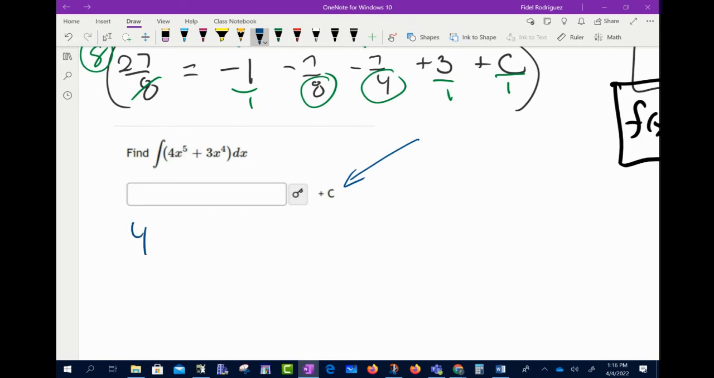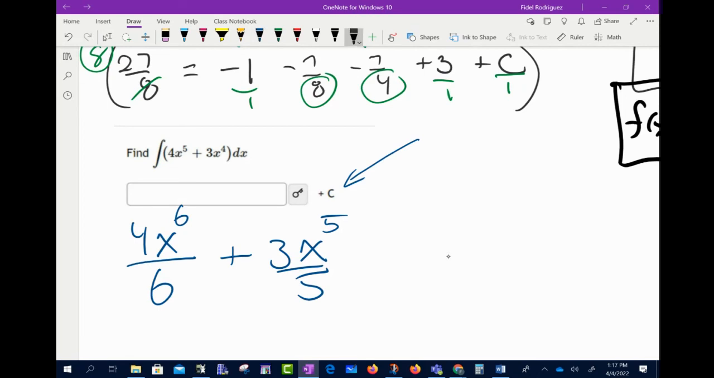So let's see, y'all. We're going to have 4x to what power on top now? 6, and we have to divide it by 6. Plus 3x to what power now? 5, and we have to divide it by 5. Can we reduce any of those fractions? The first one, right? So wouldn't this just be 2/3 x to the 6th plus 3/5 x to the 5th? And y'all, they already have the plus c there, so we don't have to worry about it. We don't have to find c.